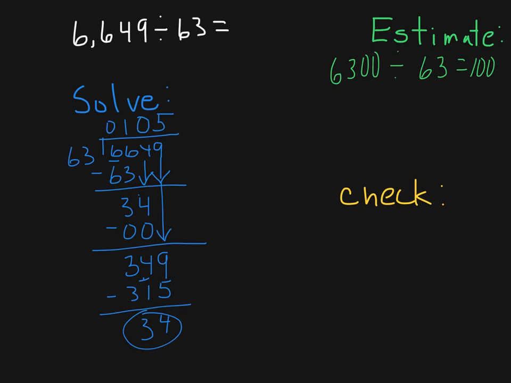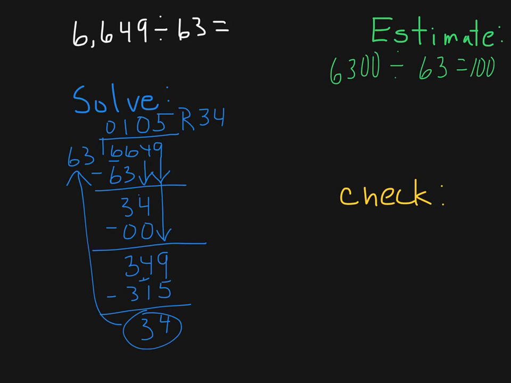I'm just going to check and make sure it's smaller than my divisor, because I noticed on the Ed Puzzle last night, many of you ended up with quotients that were too small and remainders that were too large. So I want to double check and make sure my remainder is smaller than my divisor. And it is. So that is good.